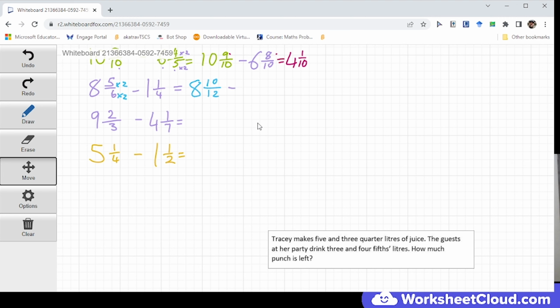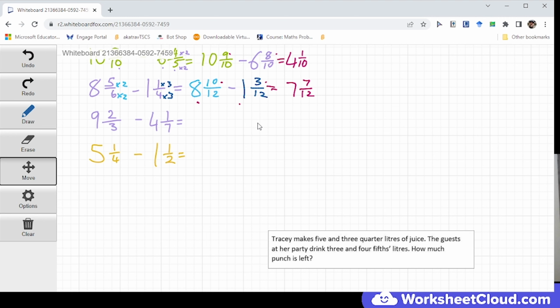Then we have a minus, and now we go, what do I do to a 4 to make it into 12? 4, 8, 12, times by 3, so minus 1 and 3 over 12. Now that we have our denominators the same, we can subtract. 8 minus 1 is 7. 10 minus 3 is 7. 12. Final answer. One more of those, and then we get to the real tricky stuff.